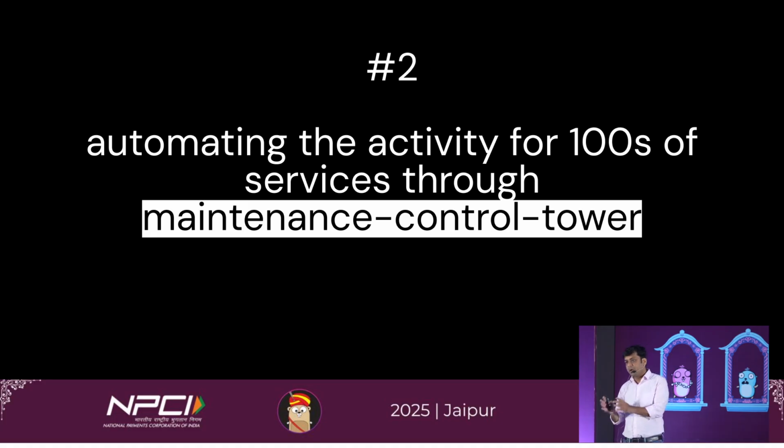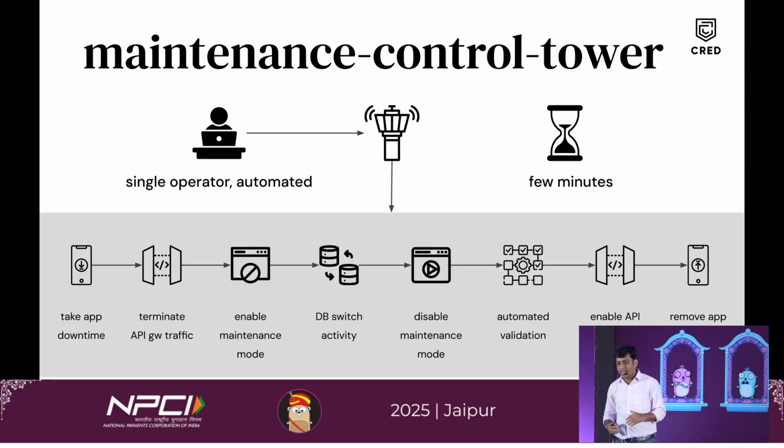But then we had another problem. How do we automate this entire activity for hundreds of databases? That was actually simpler. We built something called a maintenance control tower, which is responsible for automating it. The way it works is, this control tower is capable of automatically taking the downtime on the app.